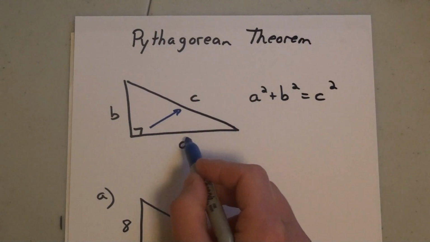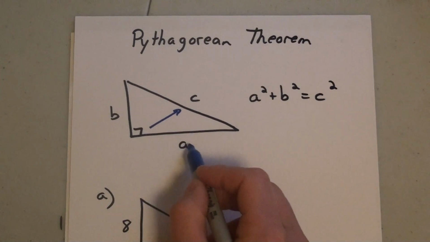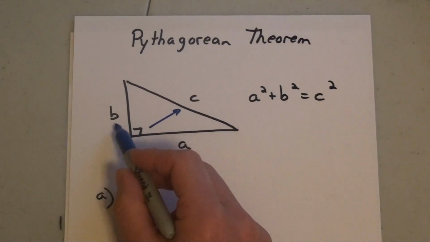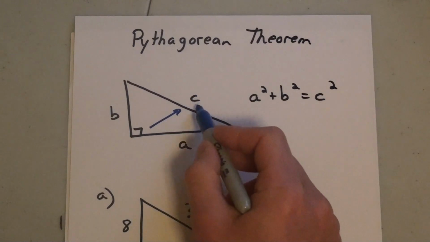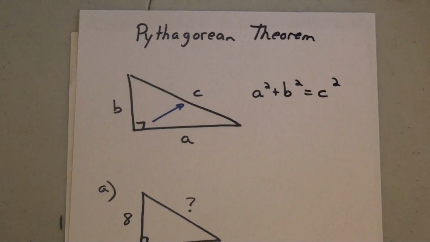So if I take the other two sides, side A, I square it. Then I take side B and I square it, add them together, and that'll give me side C squared as well. Let's do an example.